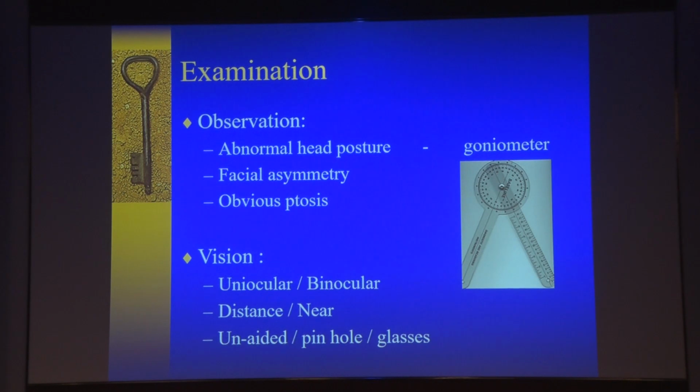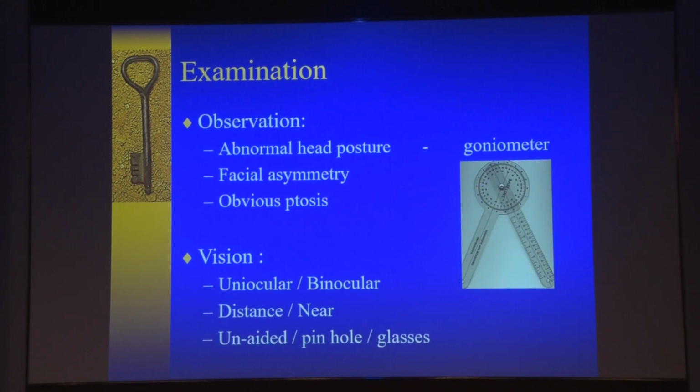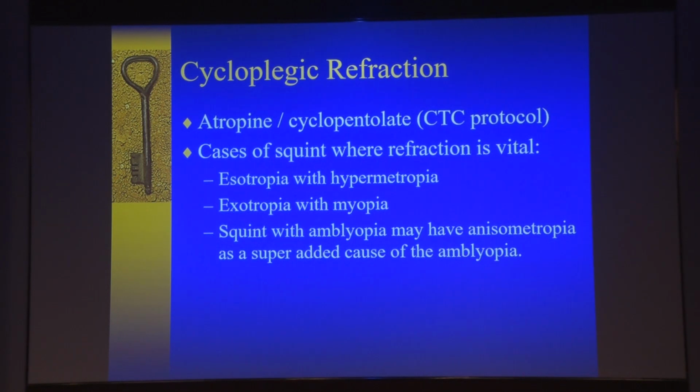Vision checking is important. Always check uniocular, binocular, distance, near, with glasses, without glasses. So you have to have all these readings before you start evaluating the squint. That instrument there that you see is an orthopedic instrument. It's a very basic instrument used to measure face turn, mainly face turn. It can also be used for head tilt. It's called a goniometer.